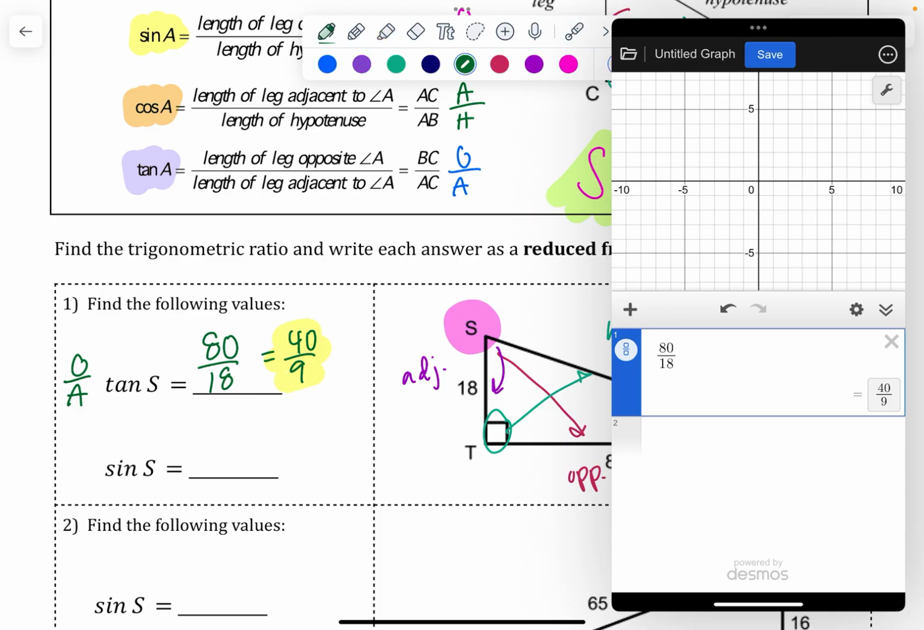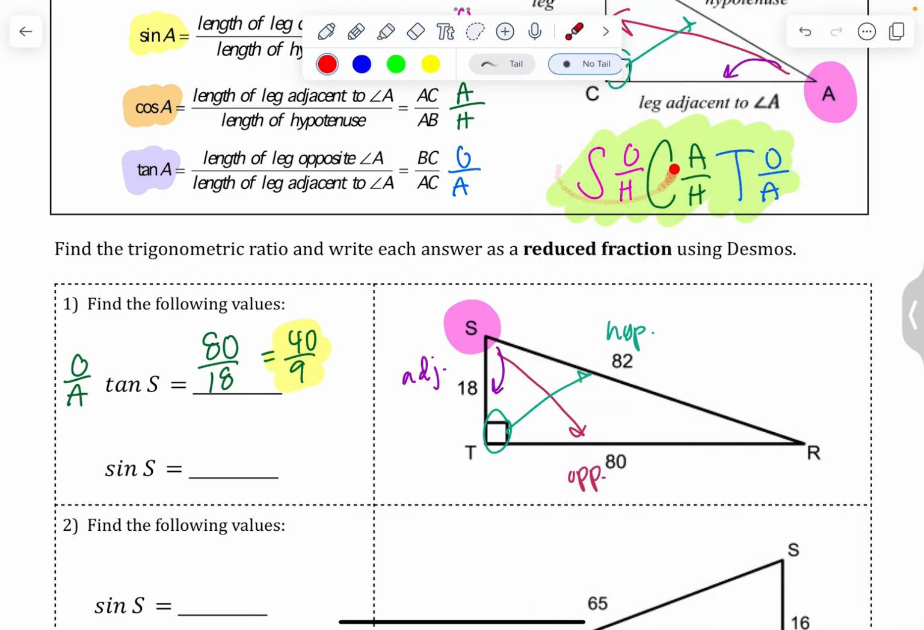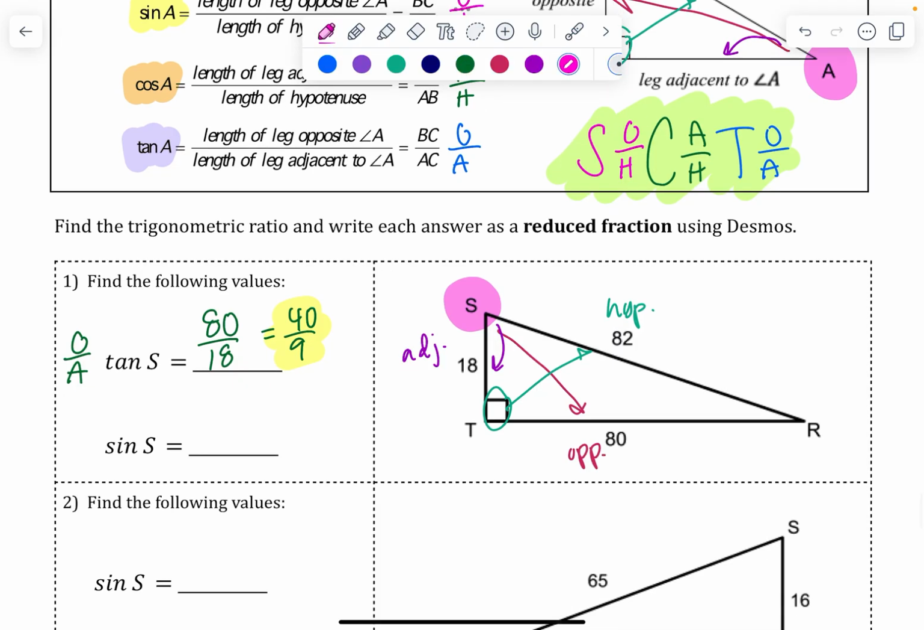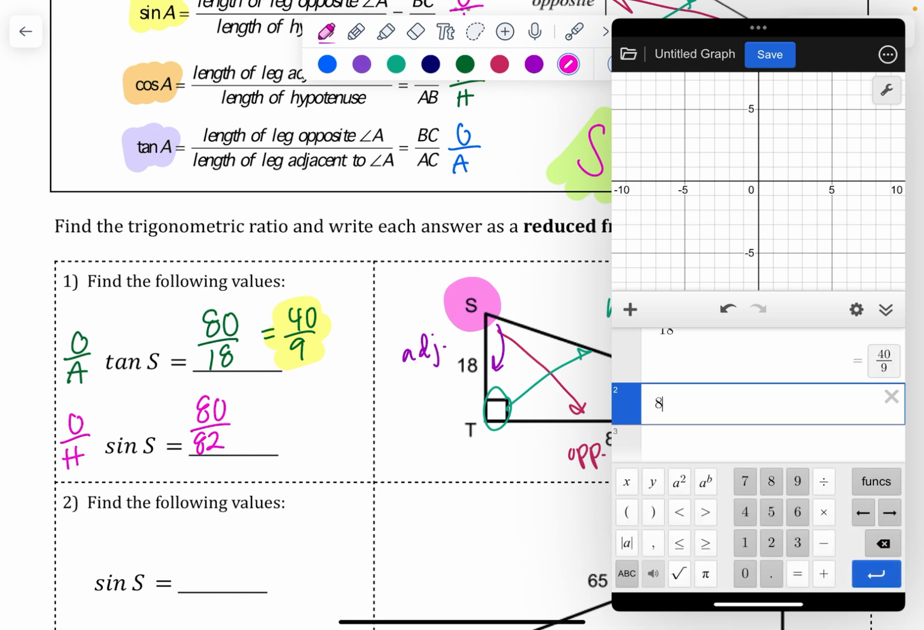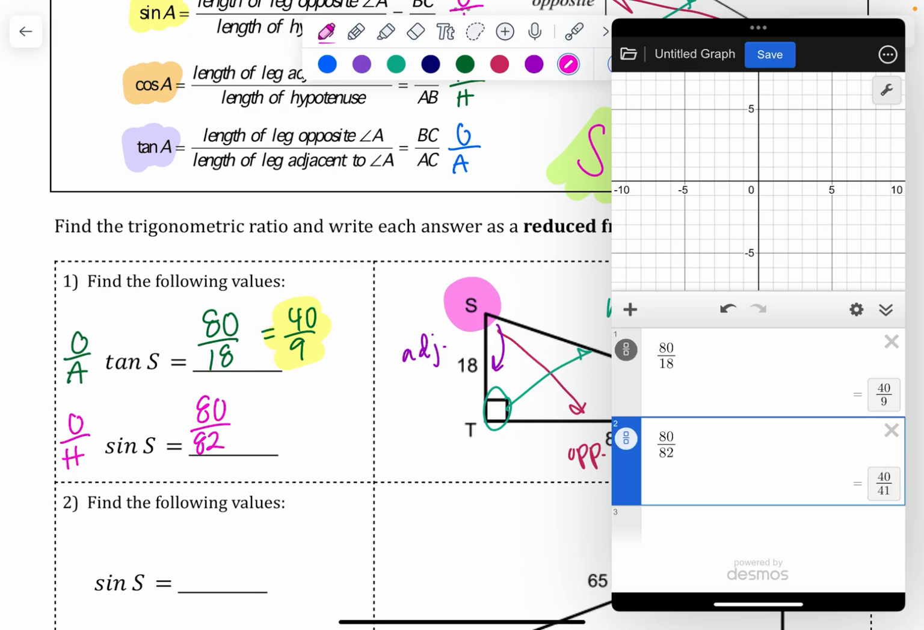Okay. Sine. Sine is opposite over the hypotenuse. Right? So I'm going to take my opposite side of 80 all over my hypotenuse of 82. So I have 80 over 82. And like I did with the tangent, let's go and see if that simplifies. Nice, it does. My final answer is 40 over 41.